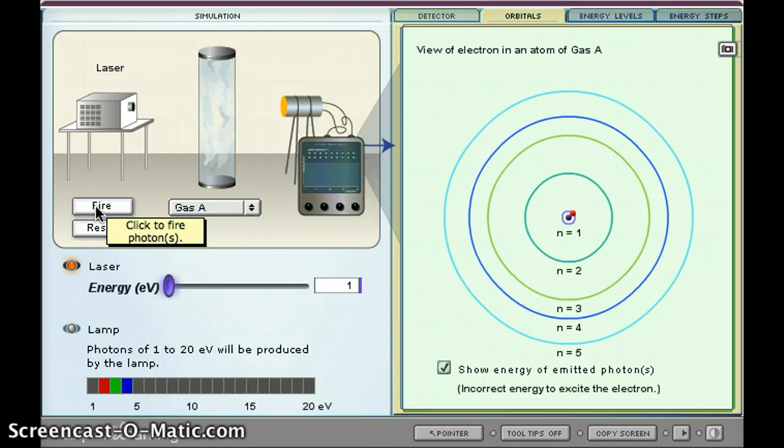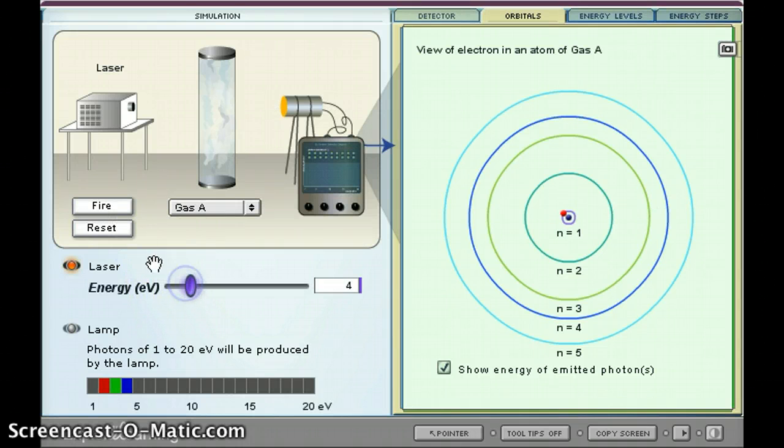And notice that that sample of light passes straight through the sample. I'm going to do it again. I'm going to do it one more time, and this time watch what happens over here in the atom model. So no movement for the electron at all. What if I move it up to 4 electron volts?